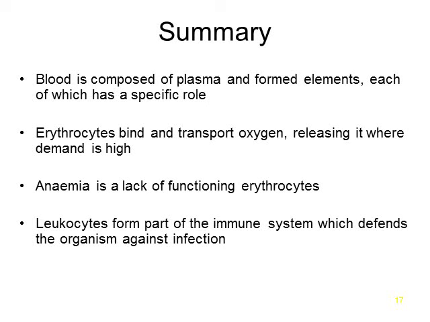In summary, your blood then is composed of plasma and different formed elements, each of which has a specific role. The erythrocytes bind and transport oxygen and release it when demand is high, and conversely will bind and transport carbon dioxide, releasing it to the lungs to be removed from the body. Anemia is a state where we have a lack of functioning erythrocytes and can be due to various conditions or predisposing factors. And leukocytes form part of the immune system which defends the organism against infection, but we will cover far more of that when we do the immune system lectures.